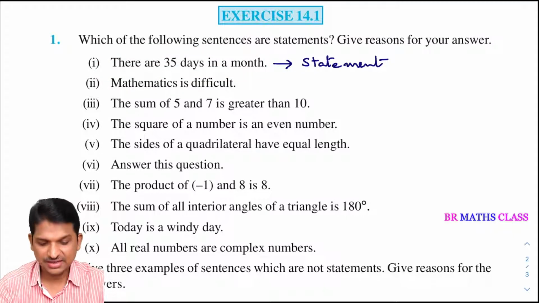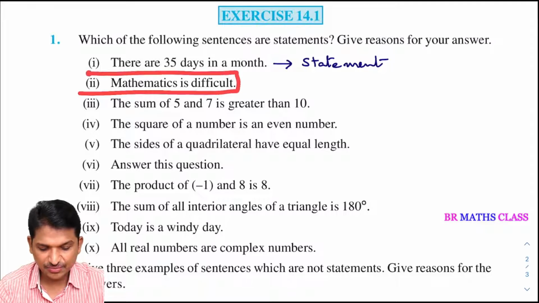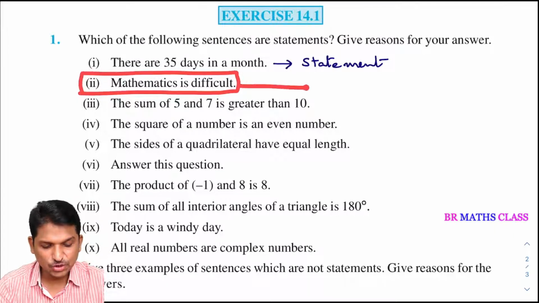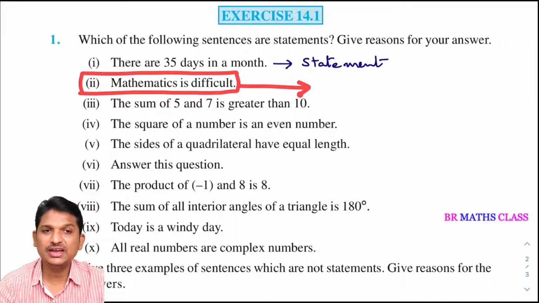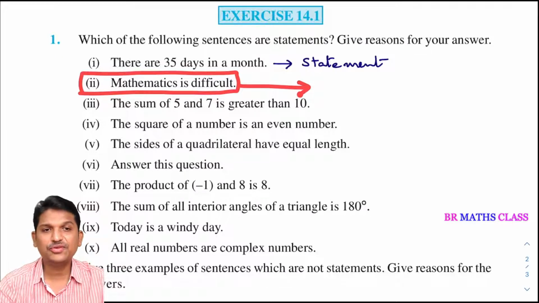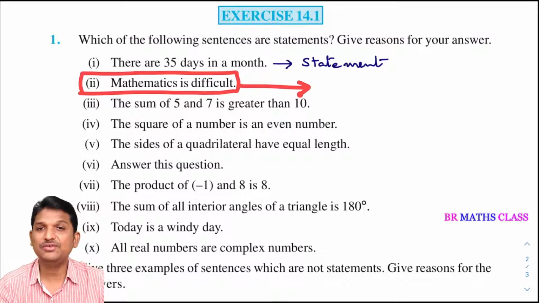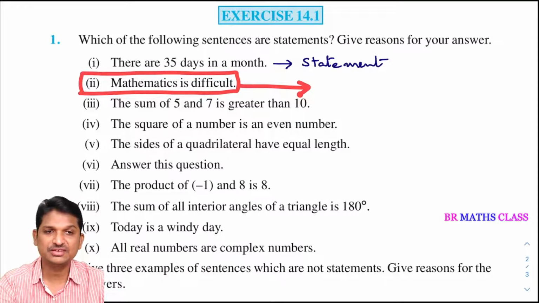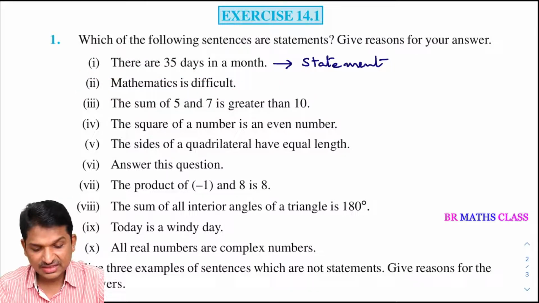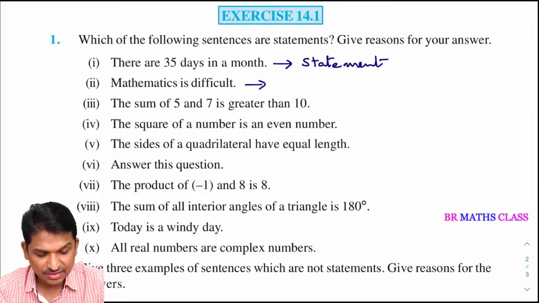Now see the second bit. Mathematics is difficult. Is it a statement? Can you declare it is true or can you declare it is false? We already discussed in the examples. Mathematics is difficult for some students. Mathematics is easy for some students. This is true for some students. This is false for some students. That means both are happening. That's why this is not a statement.